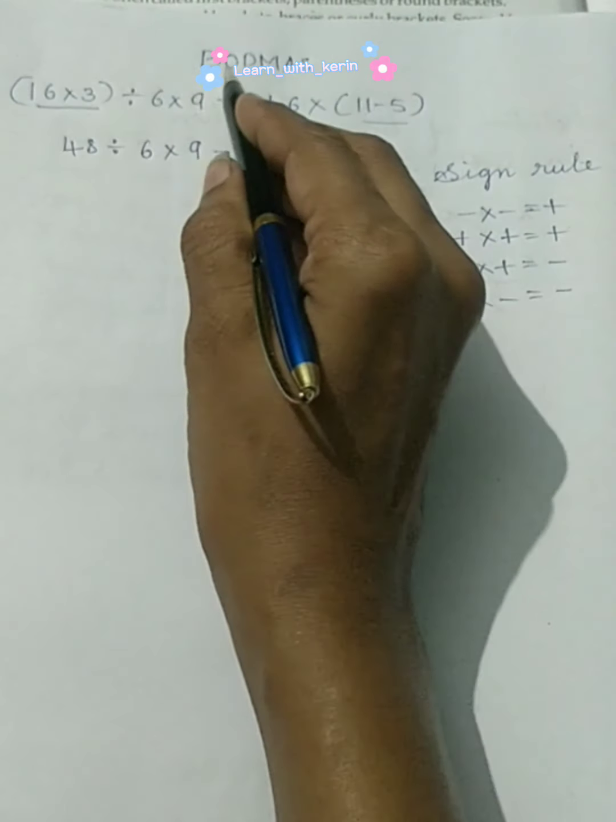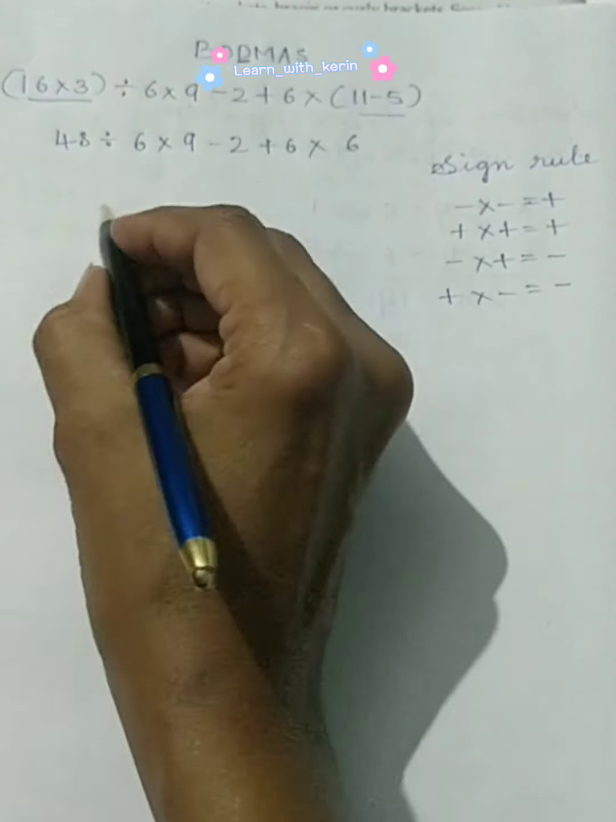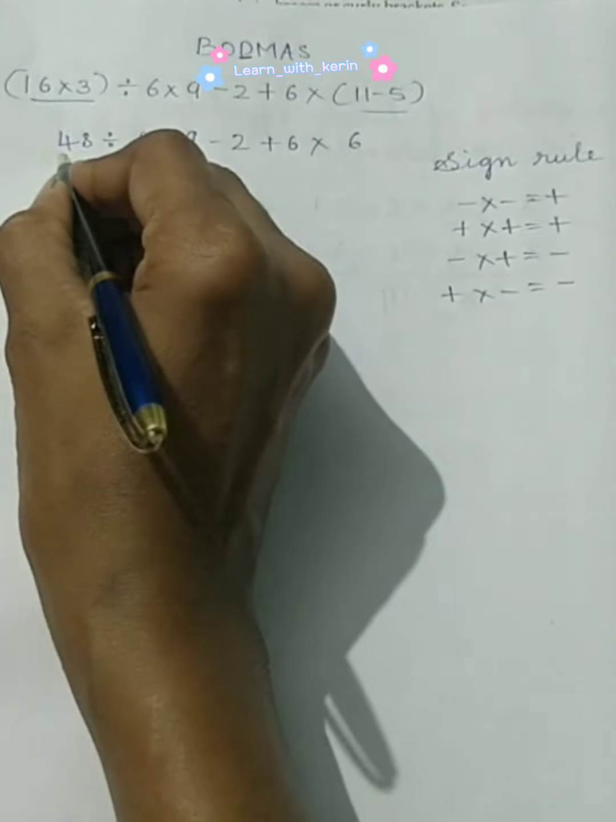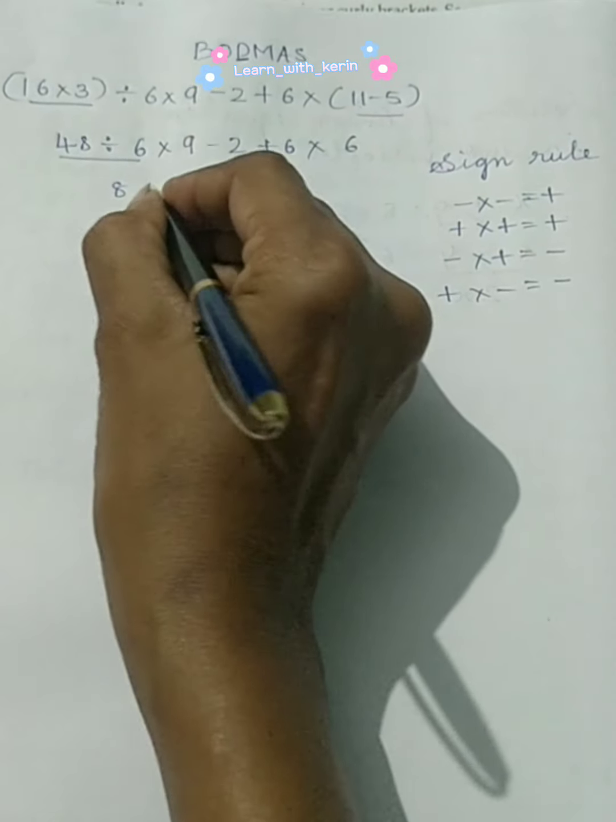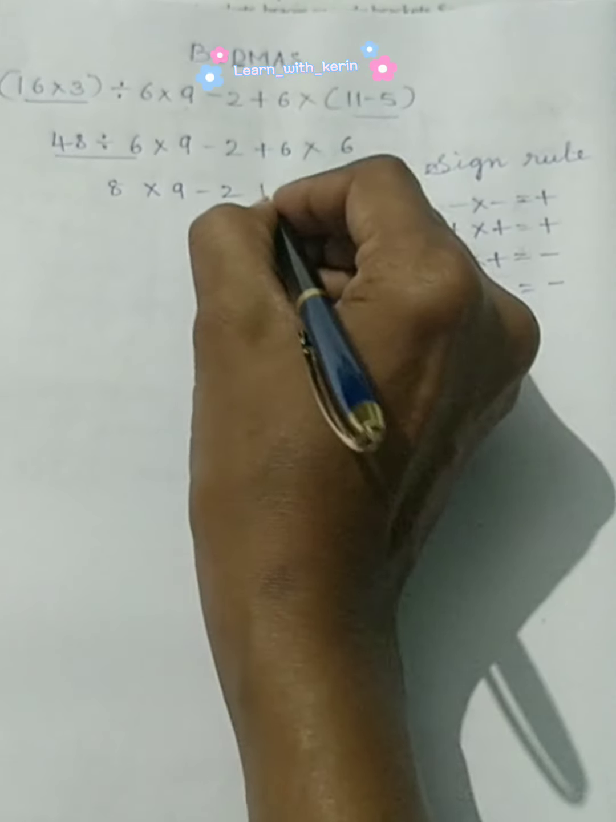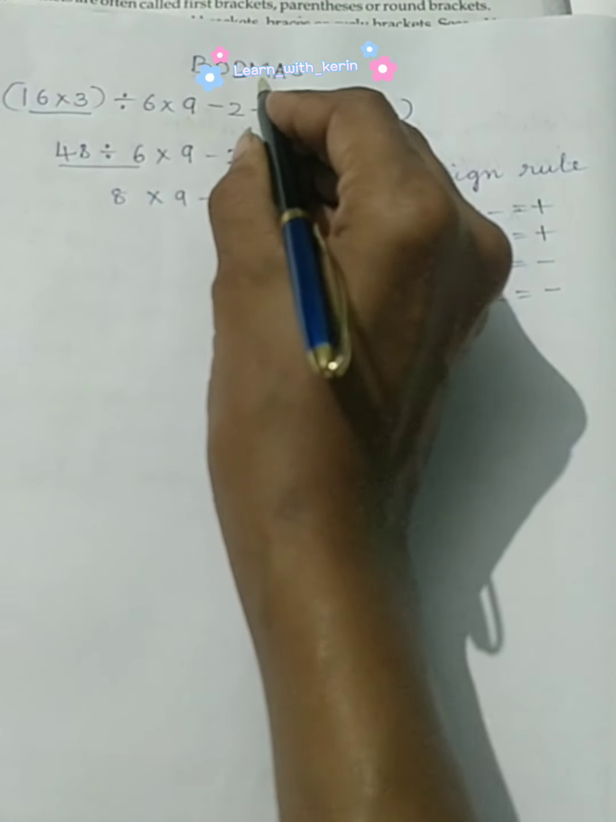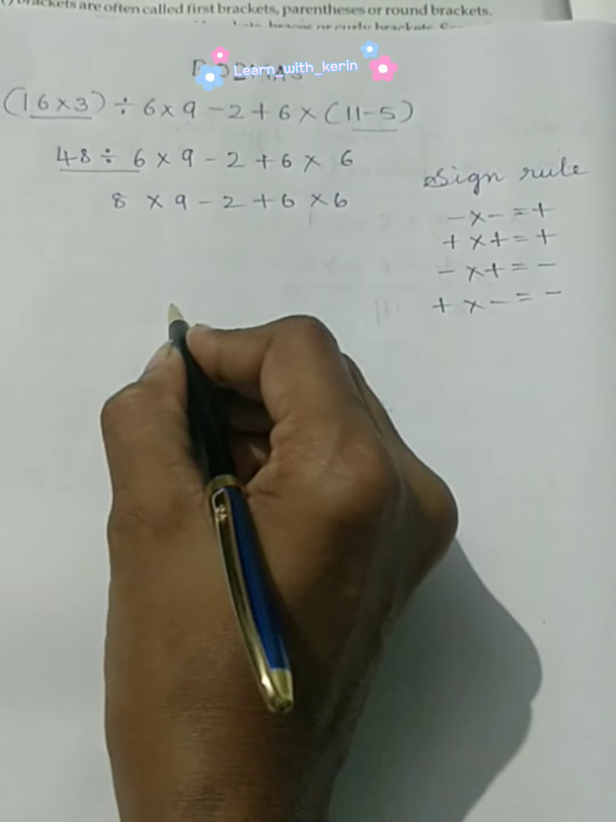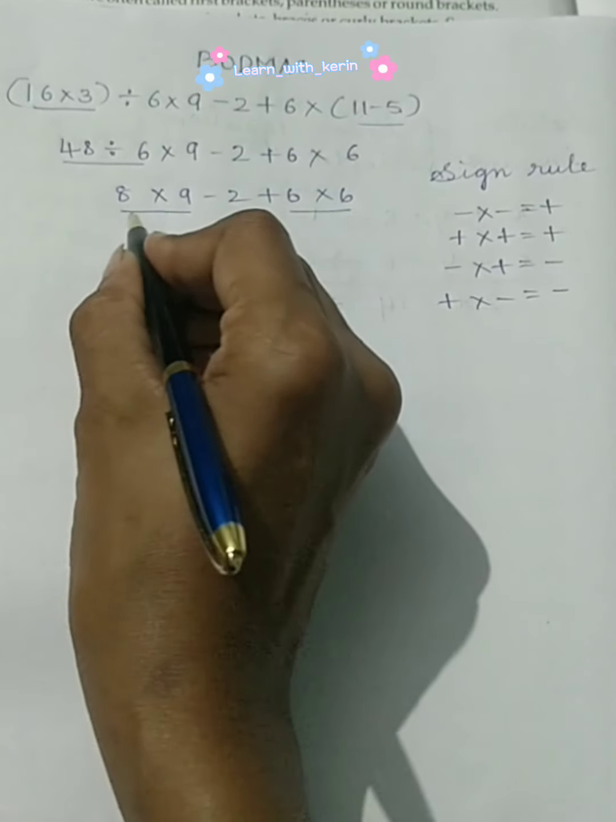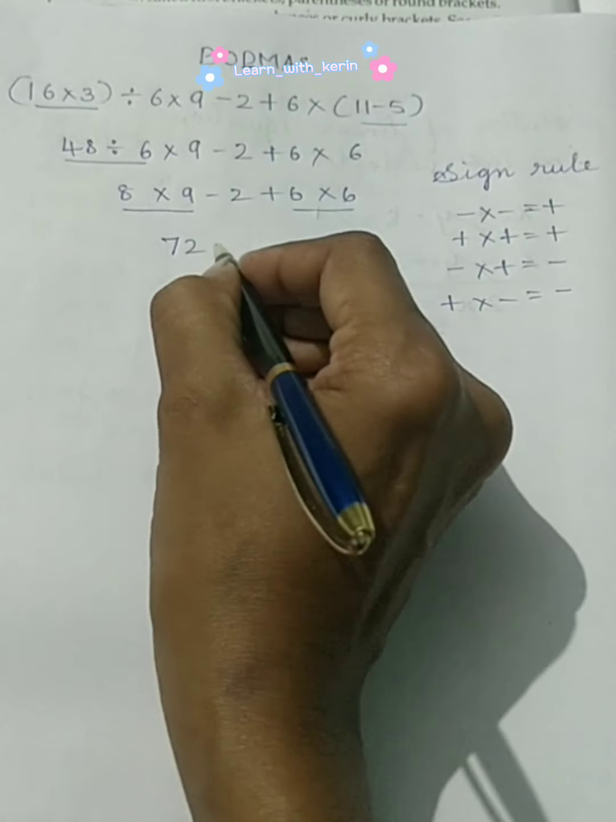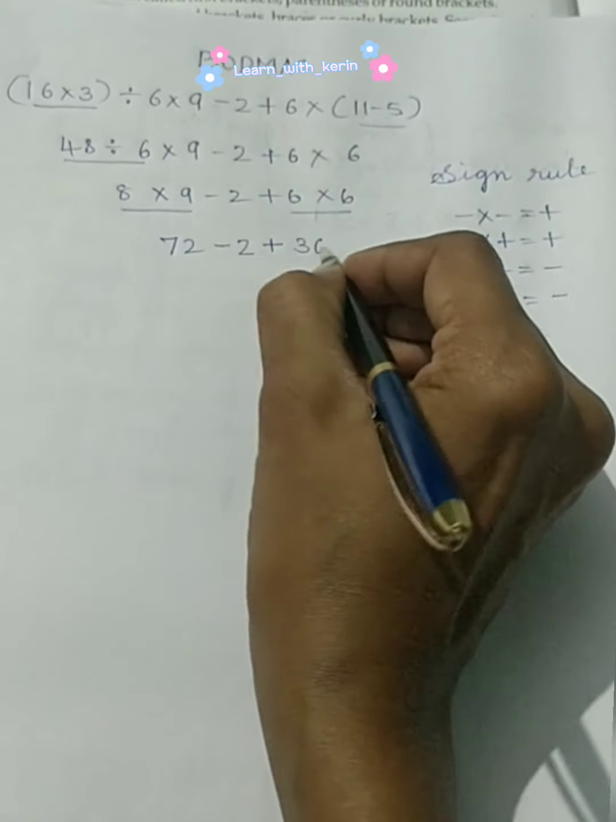After opening the brackets, next comes division. In the given sum, we have to solve division sums. In the whole sum, we have only one division sum. Let us solve now. 48 divided by 6 is 8. The rest of the numbers will keep as it is. Now, after solving the division sum, next comes multiplication. Here in this sum we have two multiplication sums. Yes, let us solve them now. 8 nines are 72. Minus 2 plus 6 sixes are 36.